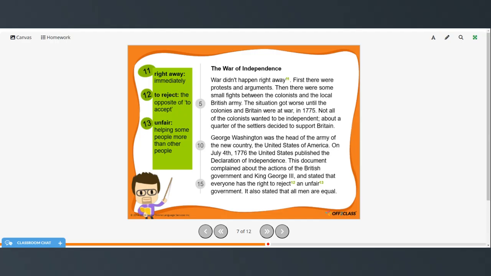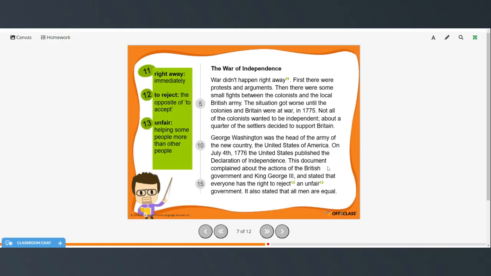In 1775, not all of the colonists wanted to be independent. About a quarter of the settlers decided to support Britain. George Washington was the head of the army of the new country, the United States of America. On July 4th, 1776, the United States published the Declaration of Independence.